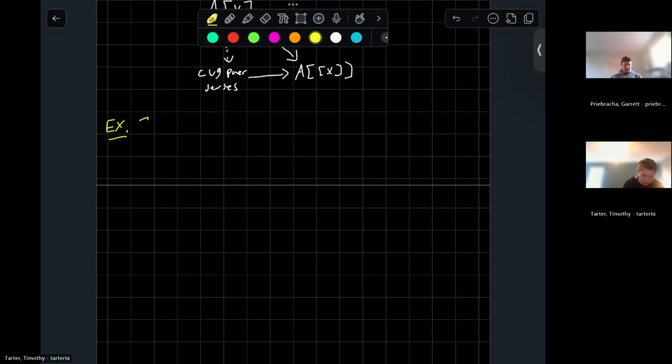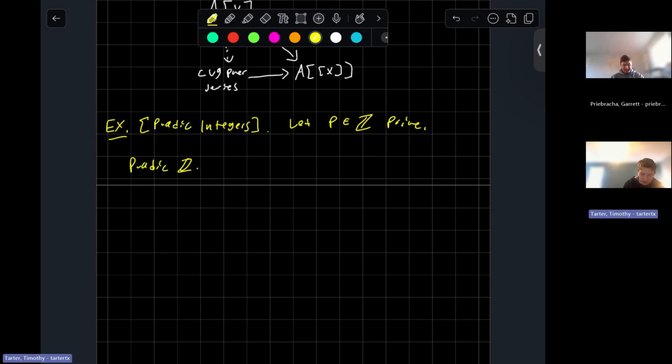So as another example, the p-adic integers. So let p in Z be prime. The p-adic integers, which is often denoted Z_p. But so is everything else, by the way. This is not mod p by any stretch of the imagination.